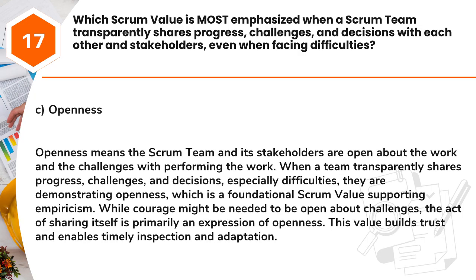Answer: C. Openness. Openness means the Scrum team and its stakeholders are open about the work and the challenges with performing the work. When a team transparently shares progress, challenges, and decisions, especially difficulties, they are demonstrating openness, which is a foundational Scrum value supporting empiricism. While courage might be needed to be open about challenges, the act of sharing itself is primarily an expression of openness. This value builds trust and enables timely inspection and adaptation.